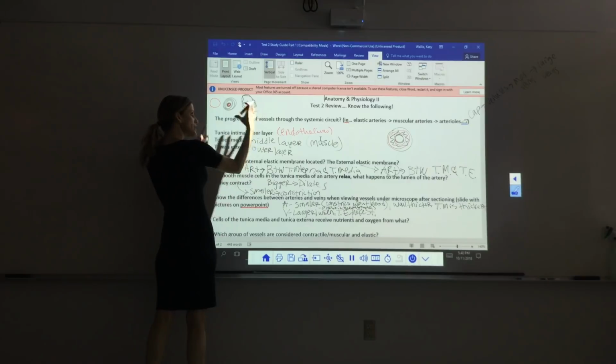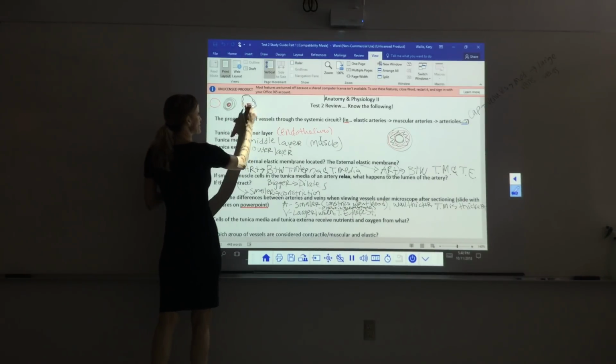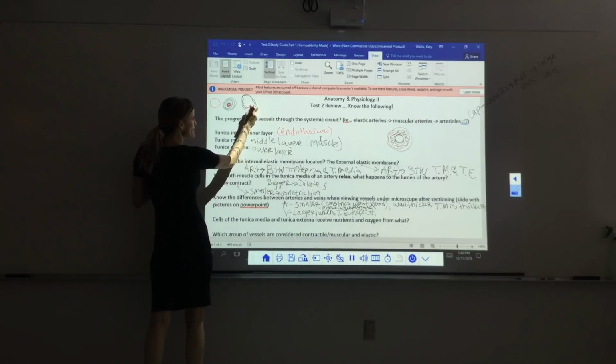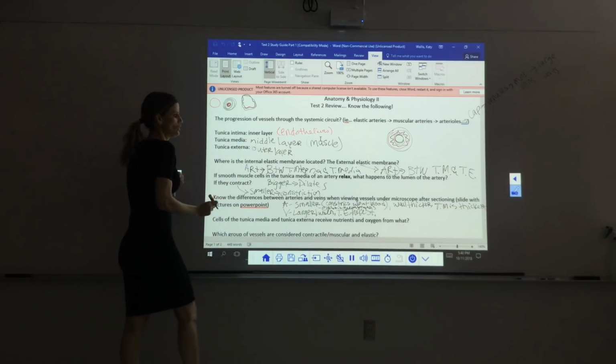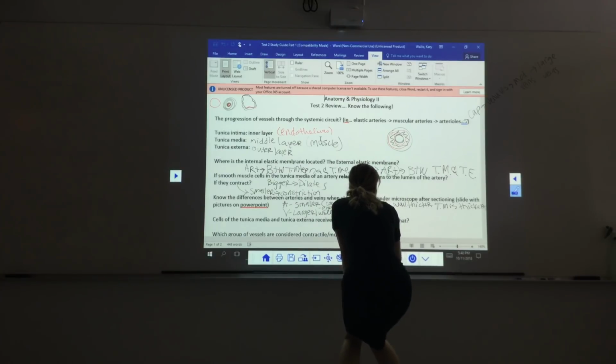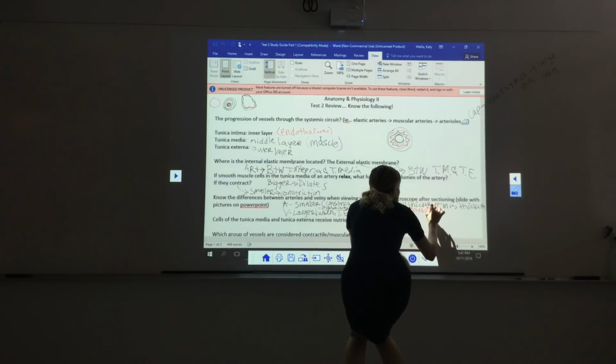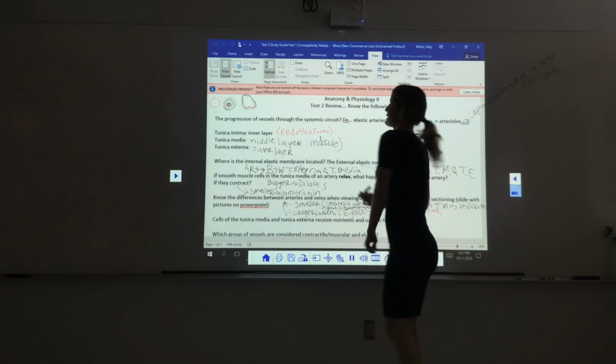The vein does not constrict. It kind of loses shape a little bit, but it doesn't constrict. It's not as elastic. So the endothelium still appears smooth. Okay, so in arteries, the endothelium appears pleated. That's not the case in veins.